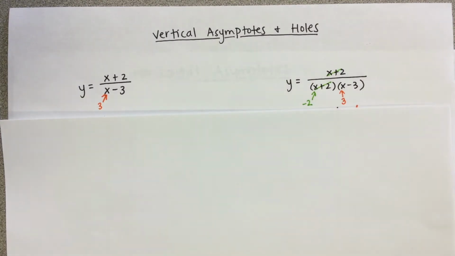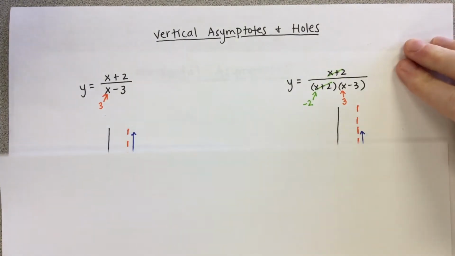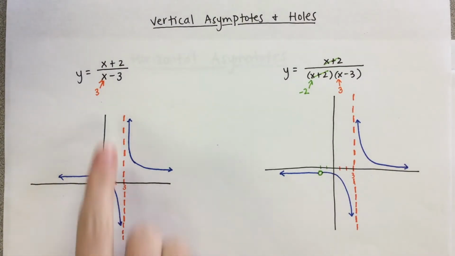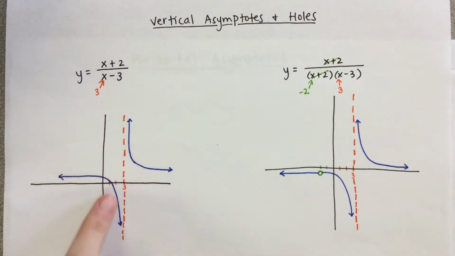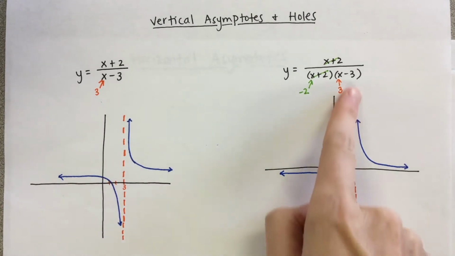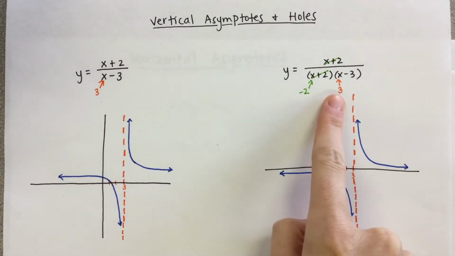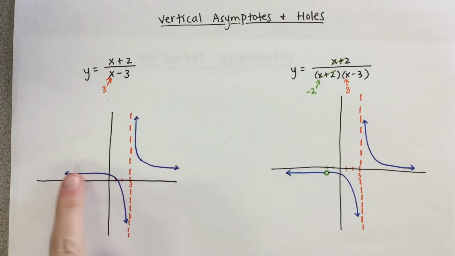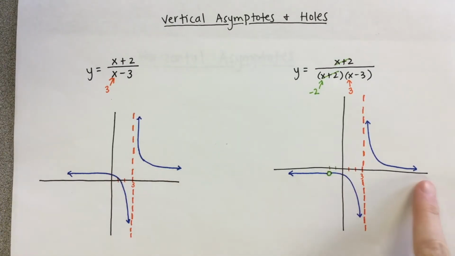So looking at the graphs of these two equations, notice that this one does have a vertical asymptote at positive 3, and so does this one. They both have a vertical asymptote at positive 3. This one also has a hole in the graph at negative 2. So what we're going to look at next is how to figure out where the horizontal asymptotes would be on these graphs. So, horizontal asymptotes.